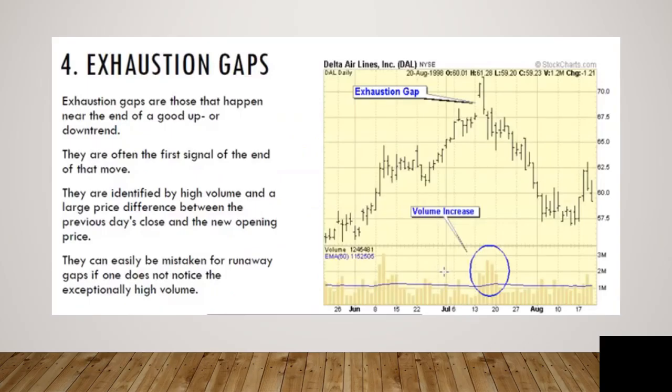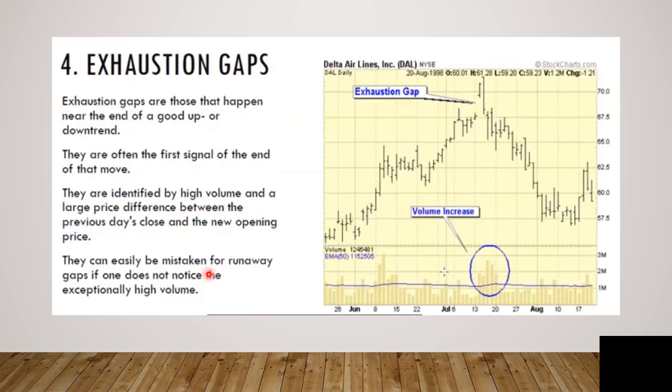And lastly is exhaustion gaps. Exhaustion gaps are those that happen near the end of a good up or downtrend. Okay. They are often the first signal of the end of that move. Okay, they are identified by high volume and a large price difference between the previous day's close and the new opening price. Jadi, kita tengok dekat volume. Okay, volume kat sini. Kemudian kita boleh tengok perbezaan dia, difference dia sangat tinggi. Okay, jadi kita boleh katakan dia sebagai exhaustion gap.